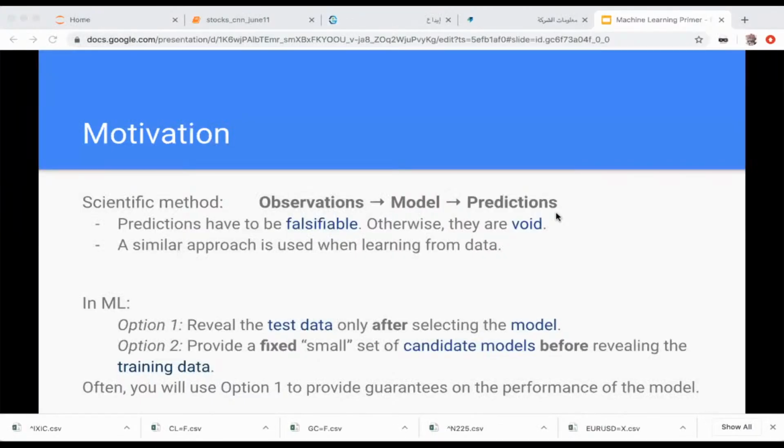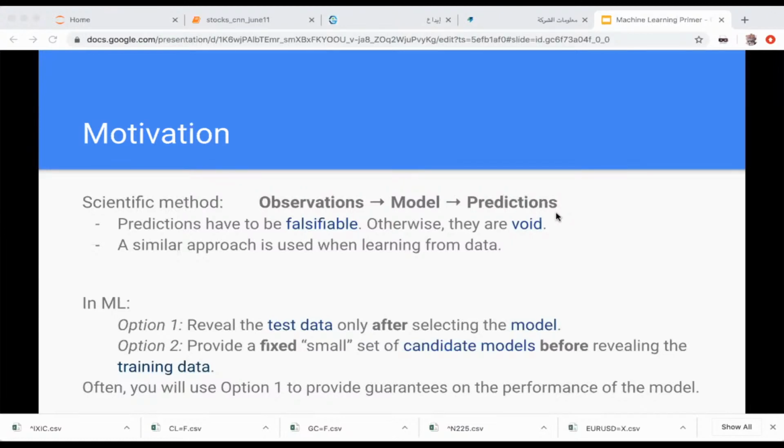In machine learning, there are two approaches for verifying that the machine learning model works as intended. So we will generally be concerned with the first approach, but I will also mention the second approach for completeness. The first approach is to reveal the test data only after you select the model, and then you test the model on that particular data set.